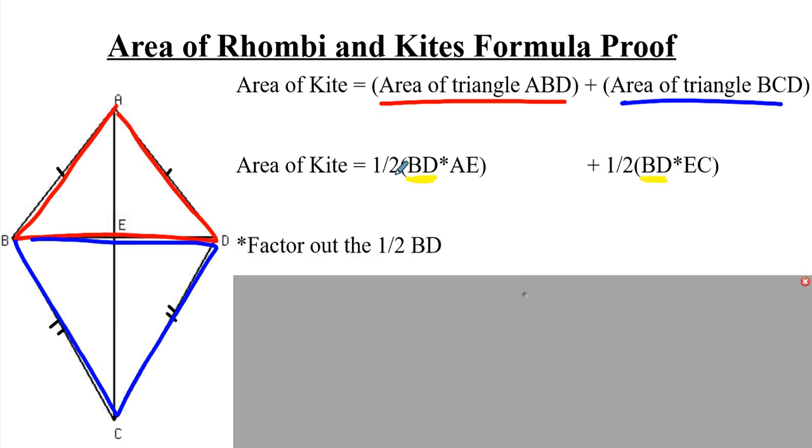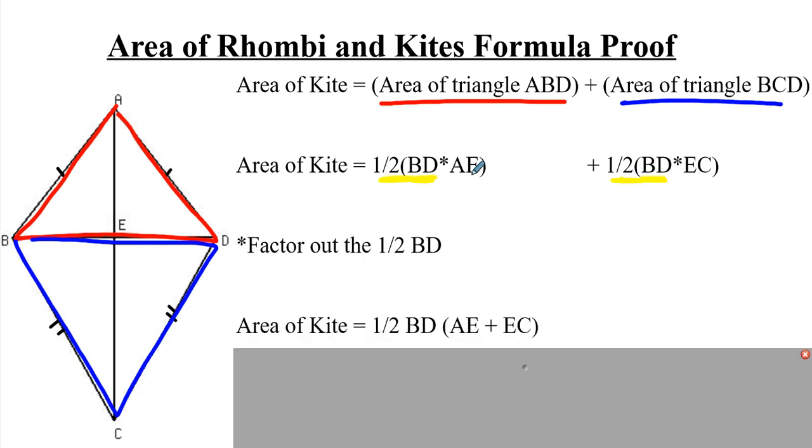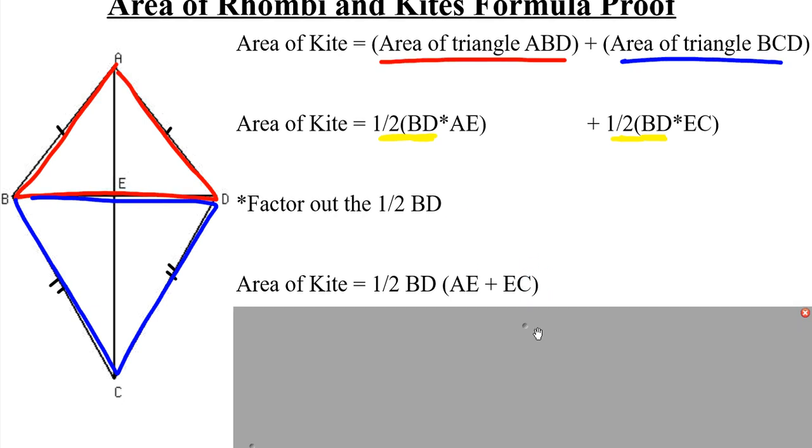And I can actually factor the half. They do both have a half. So they both have a half and they both have a BD. So I can factor out a 1/2 BD. So if I divide out a 1/2 BD from the first statement, what am I left with? AE. If I factor out a 1/2 BD from the second statement, I have EC. We're just doing the distributive property backwards. We did this a lot when we were doing quadratics. This is greatest common factor factoring. 1/2 BD and then the sum of AE plus EC.